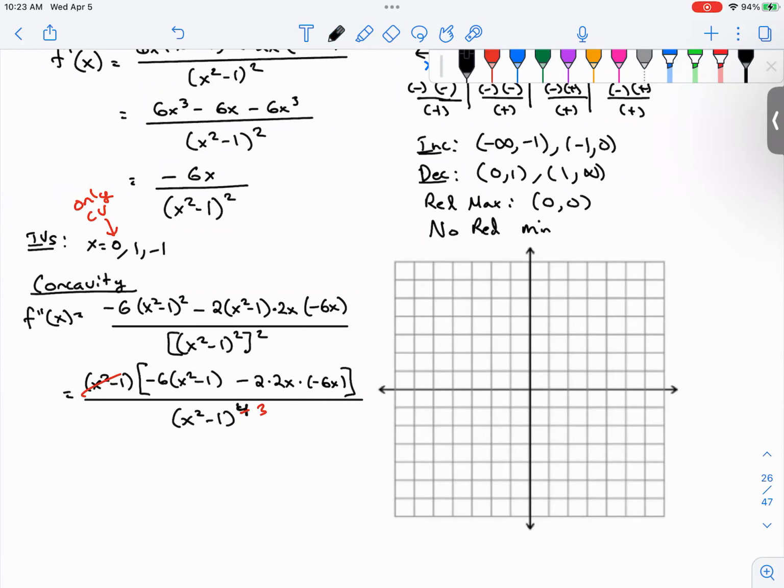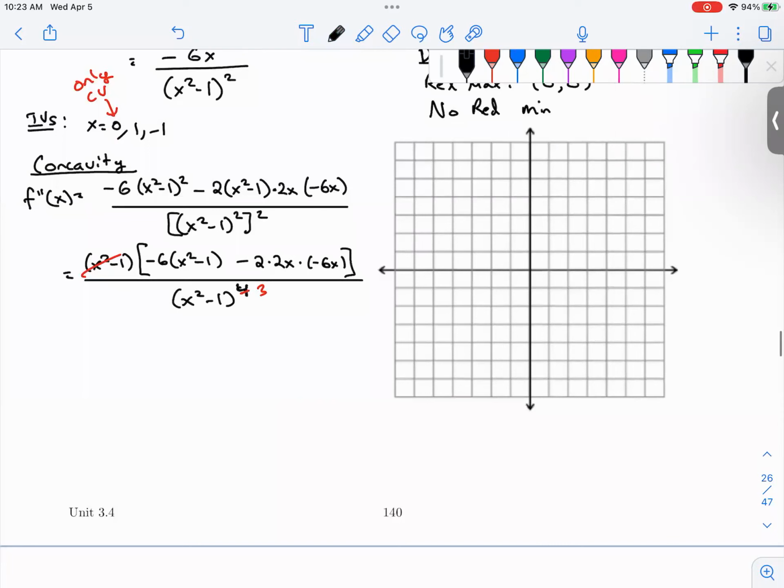We'll do a little more simplification. -6x squared plus 6. That's going to be 4 times 6 is 24. So plus 24x squared, all divided by x squared minus 1 cubed, which ends up being 18x squared plus 6, all divided by x squared minus 1 cubed.